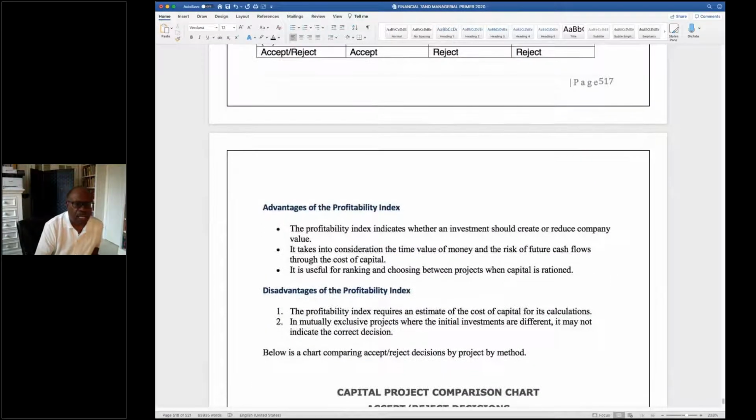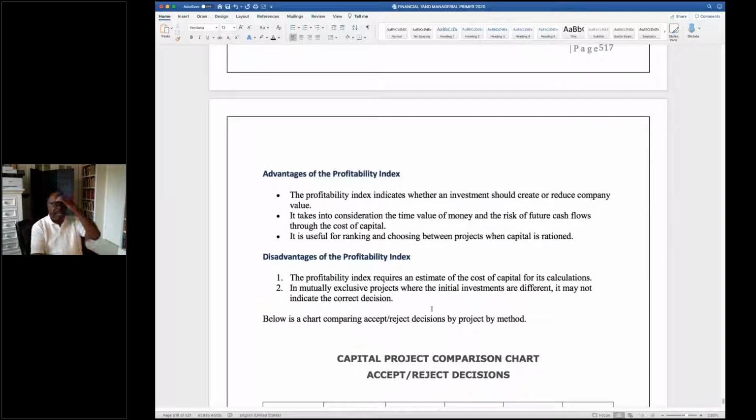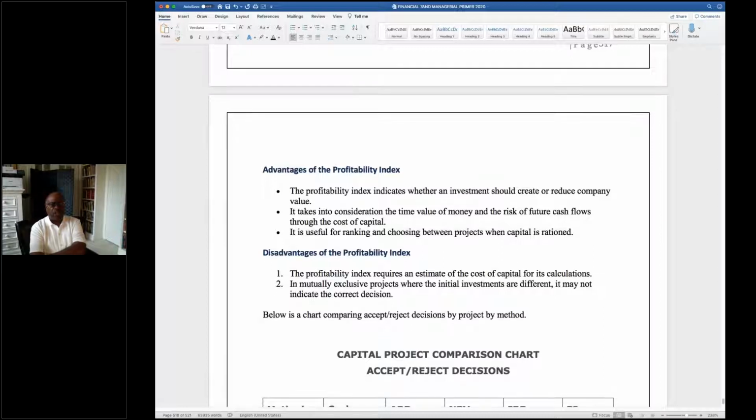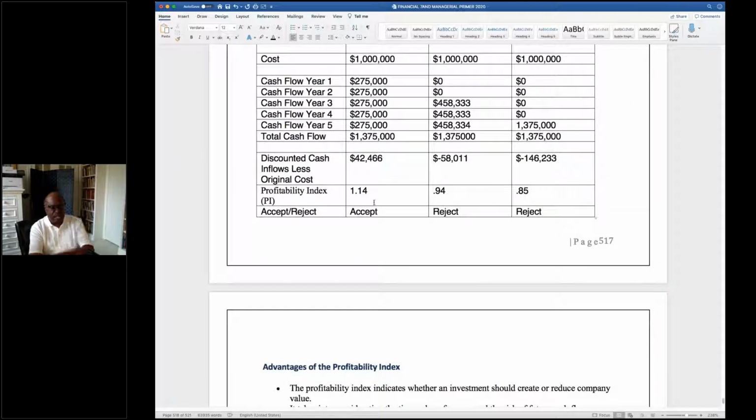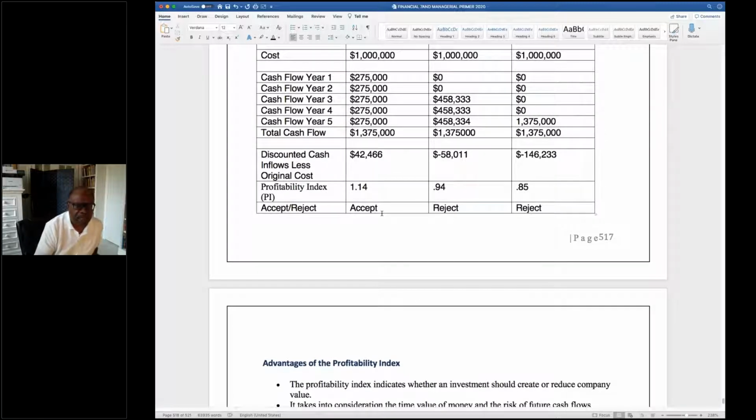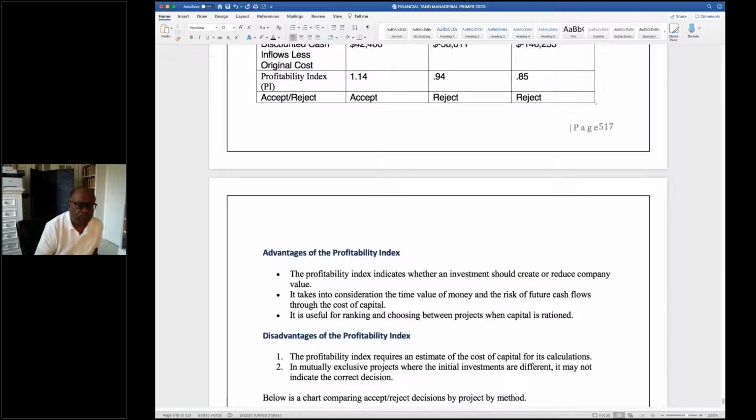And you can look at the advantages of that index method. It's using cash flow, and it's a good way to rank projects, because you can rank them based on these numbers here, which are better than just basing them on dollars only.